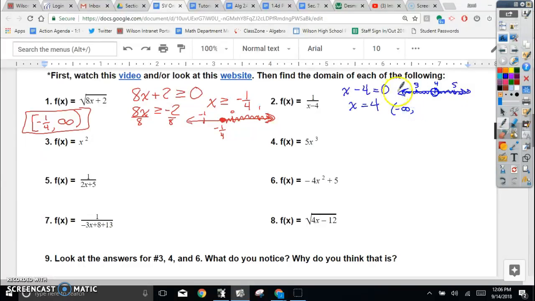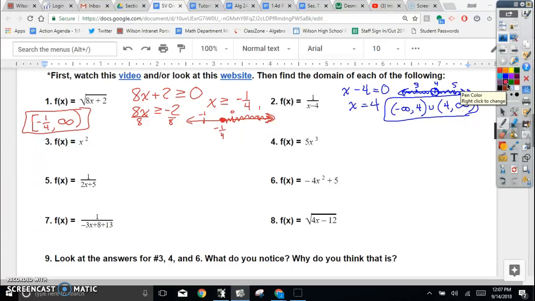-infinity. In -infinity, we ride the number line until we hit 4. 4 is not included, so it gets a parenthesis. And then we have this right side of 4. So we start from 4 and bigger. So 4 to infinity. And this is your domain for number 2. All right?